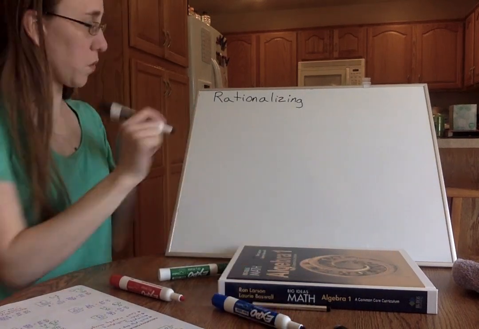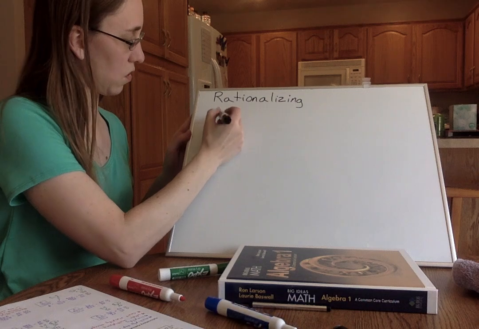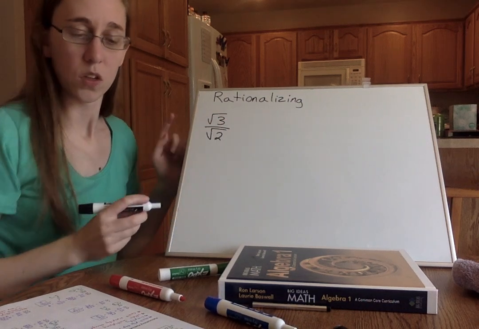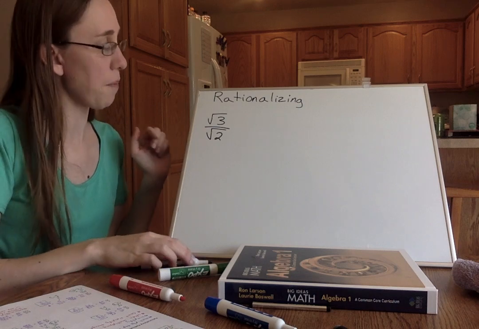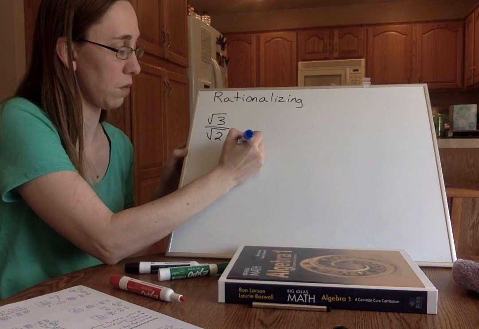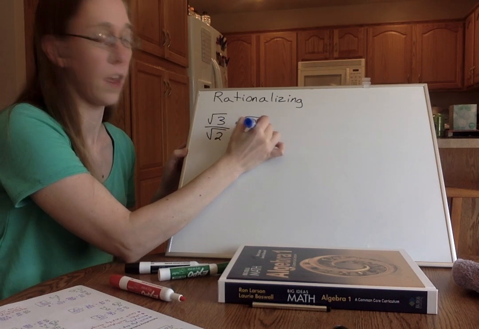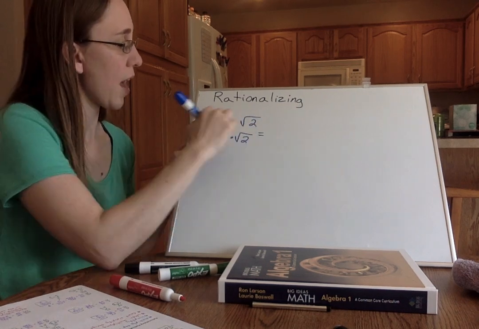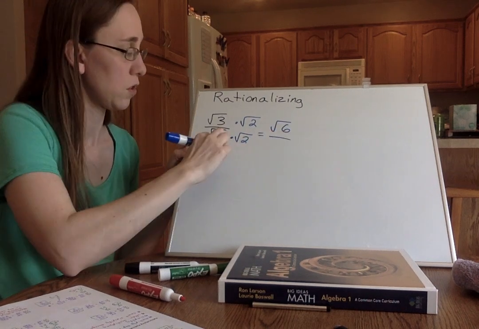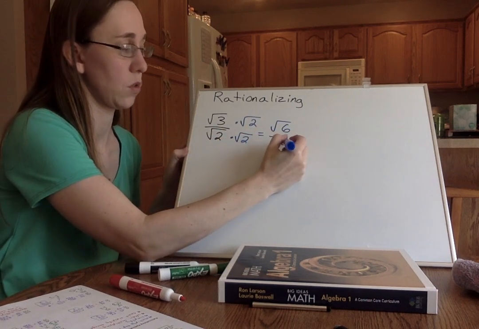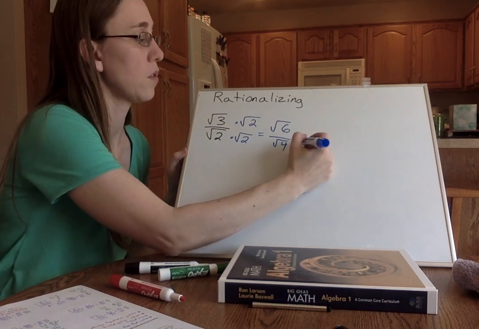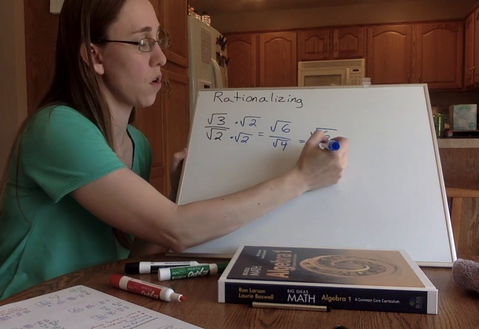So our first one we're going to look at is the square root of 3 over the square root of 2. So we said we multiply the top and the bottom by the root that's in the bottom. So square root of 2. Okay. When we do that, well, 3 times 2 is 6. So we have the square root of 6 on the top. 2 times 2 is 4. Square root of 4. Well, what is the square root of 4? It's 2. So now I have the square root of 6 over 2.